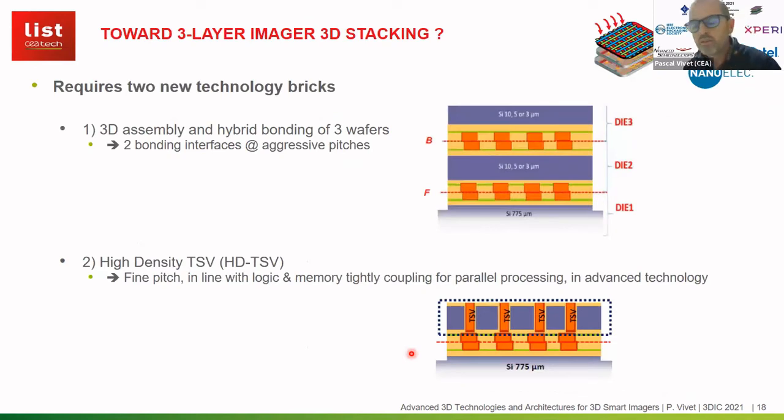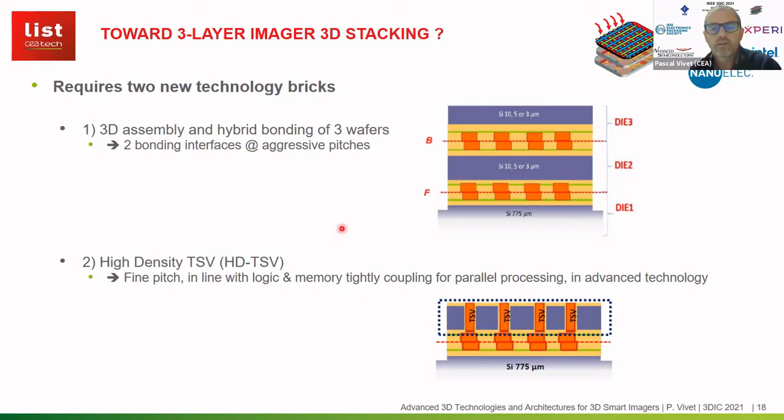Now, going back to technology, in order to achieve such an architecture, we need to develop two new technology bricks, because if we have a 3-layer imager in terms of 3D stacking, we need to develop those two new technologies. So the first one is to be able to assemble 3 wafers using hybrid bonding, and this looks simple on paper because this is only PowerPoint, but actually assembling 2 wafers, everybody knows that, but assembling 3 wafers and sealing the third one is not that easy. So we are working on that.